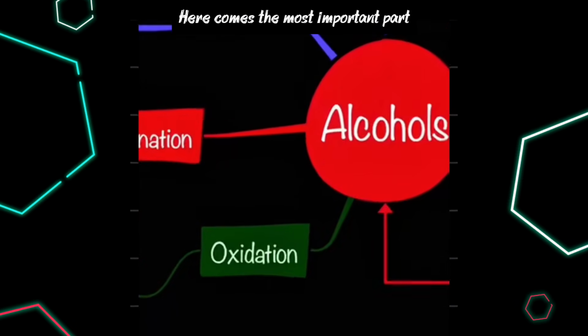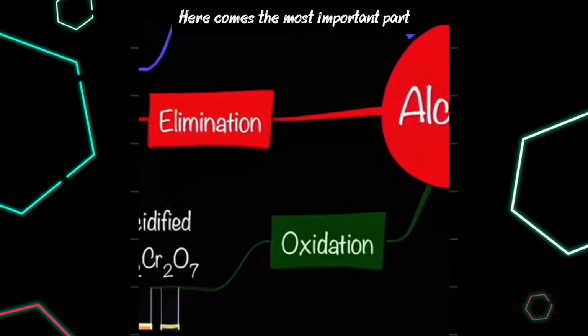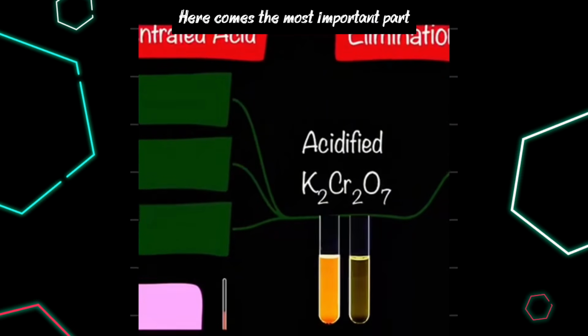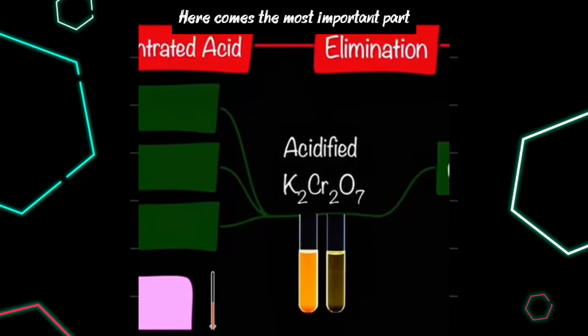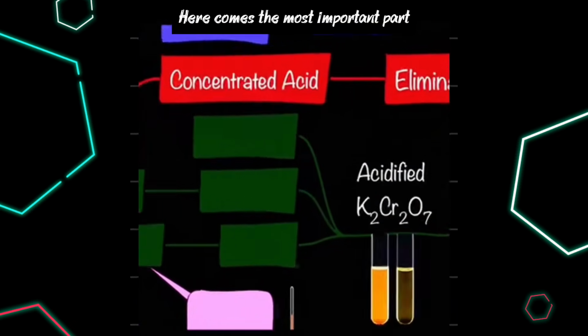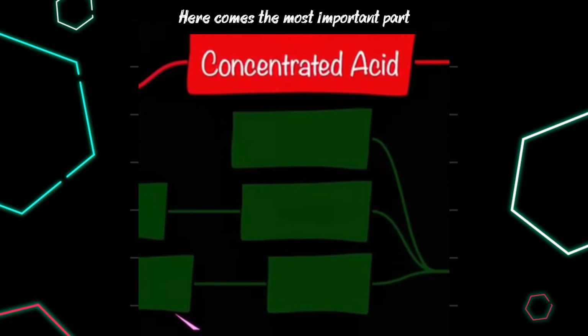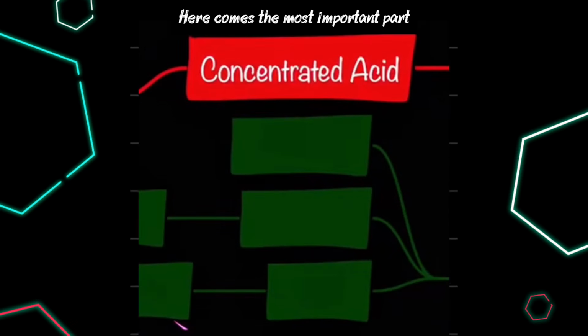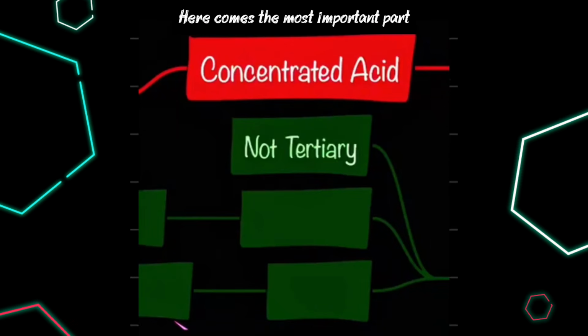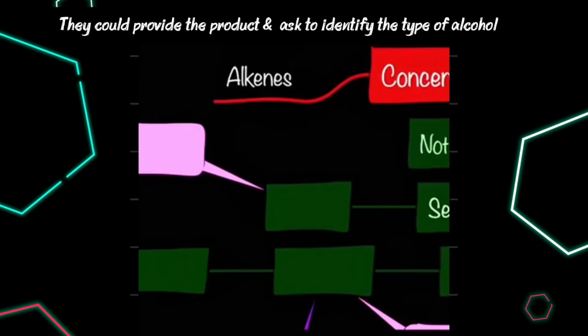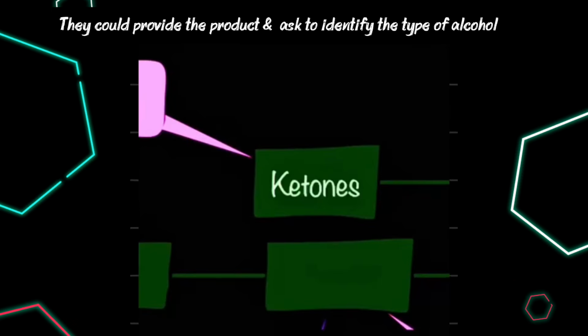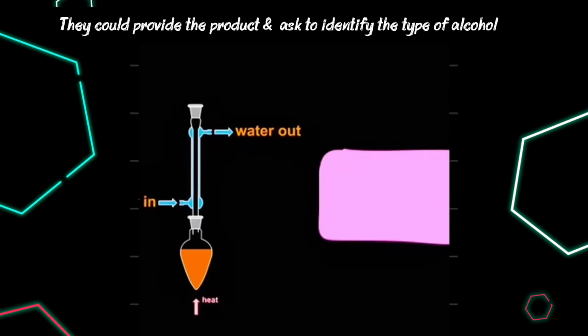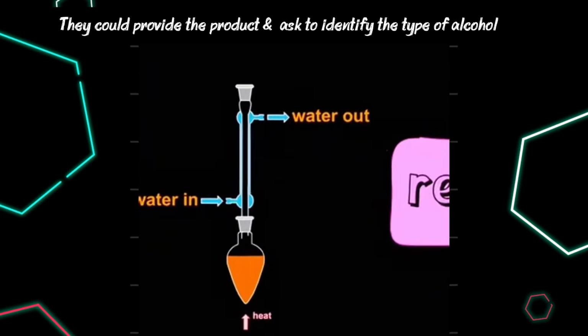The oxidation of alcohols is done by using acidified potassium dichromate, which changes its color from orange to green. The oxidation of alcohol depends on the type of alcohols you're dealing with. So if it was a tertiary alcohol, then it would not get oxidized in the first place. Secondary alcohols can be oxidized into ketones, which are prepared by heating in a reflux condenser.